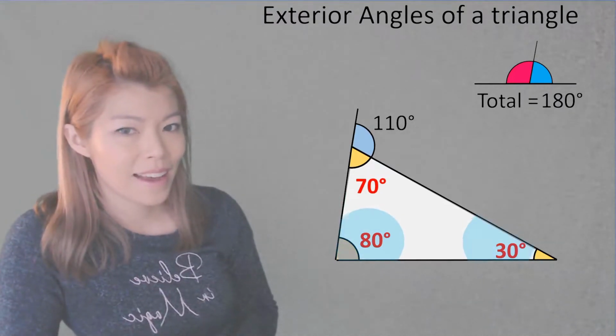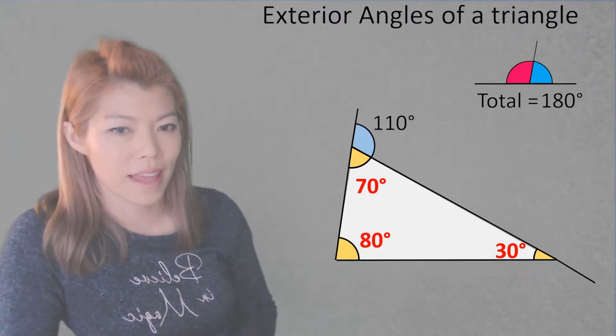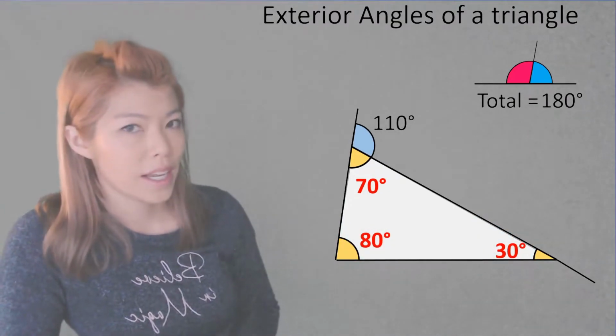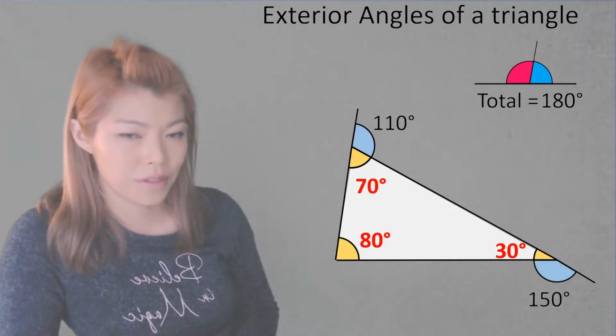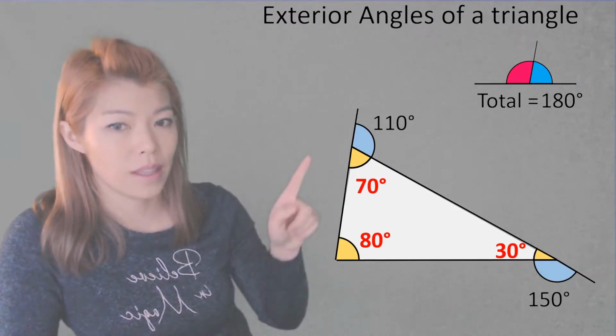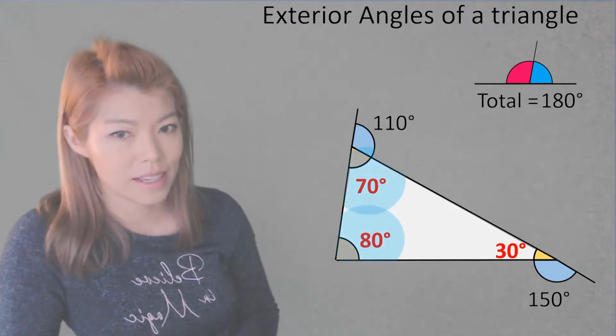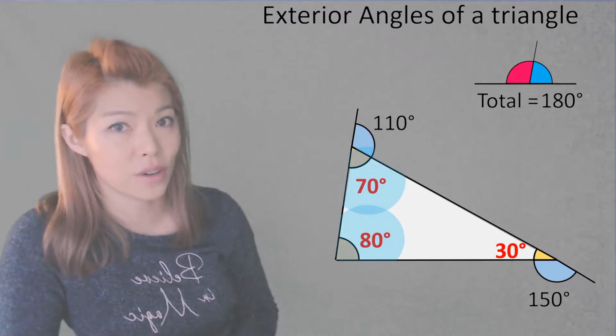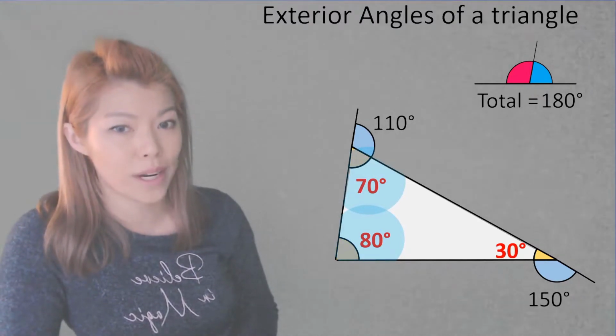Let's try another angle. Let's say we extend that side this time. What's 180 minus 30? 150 degrees. And does it add up to be the other two angles? Yes, it does. Because after all, it is a triangle and they have to add up to 180.